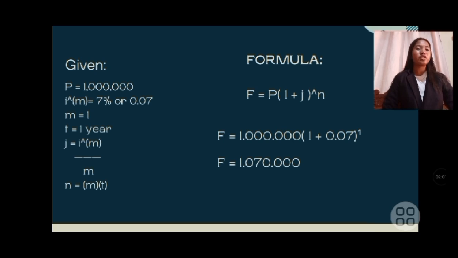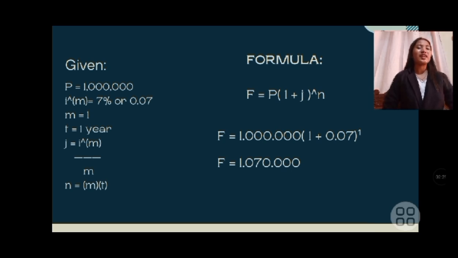So, paano nga ba natin sinusolve ang future value? Simply, we use the formula for finding the future value: F is equal to the principal value times the quantity of 1 plus the interest rate raised to the power of n. Our n is our conversion period.